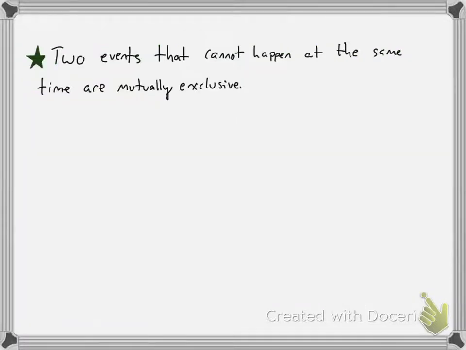The next thing we're going to talk about, if two events cannot happen at the same time, they're considered to be mutually exclusive. So this is important in terms of combining them. So if events A and B are mutually exclusive, the probability of A and B happening together is 0.